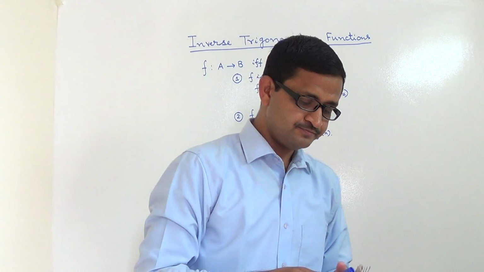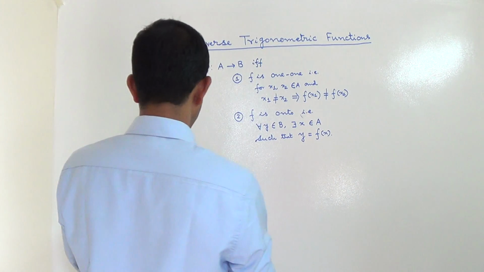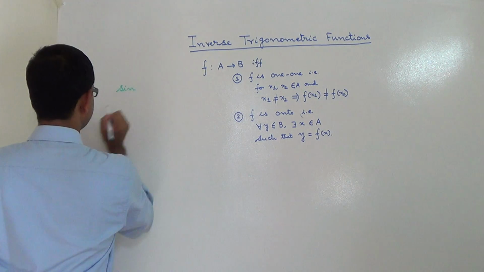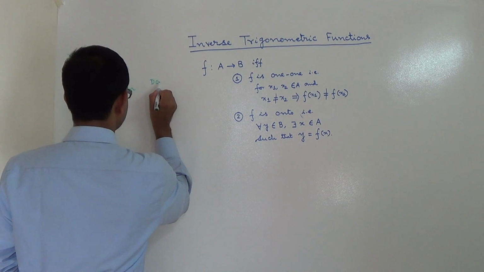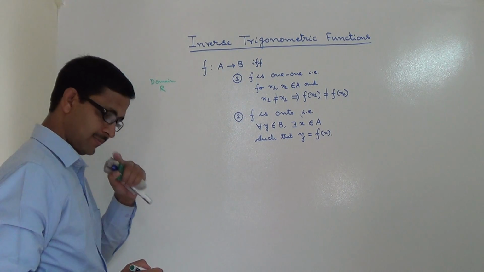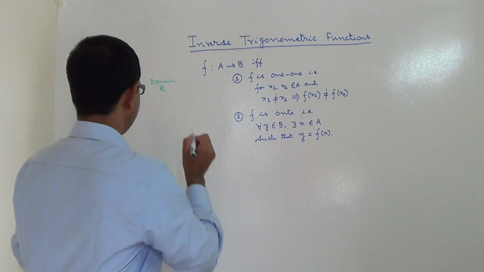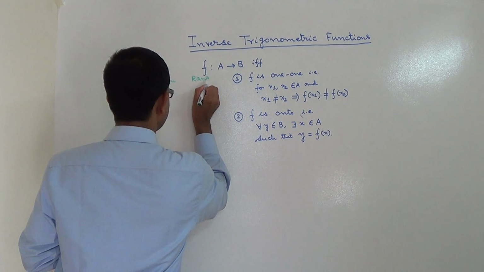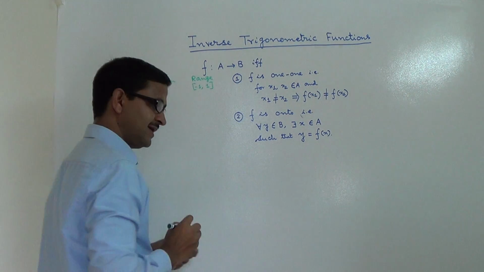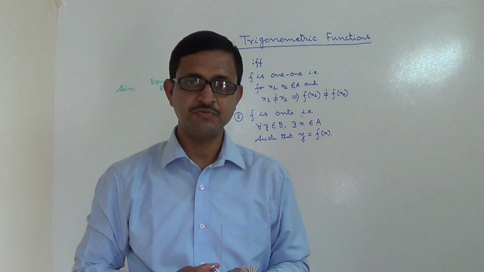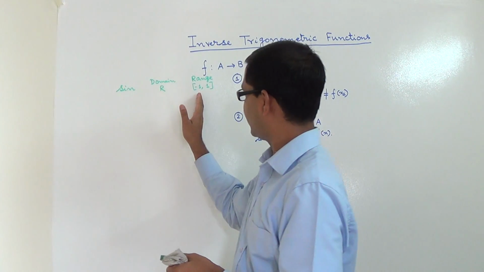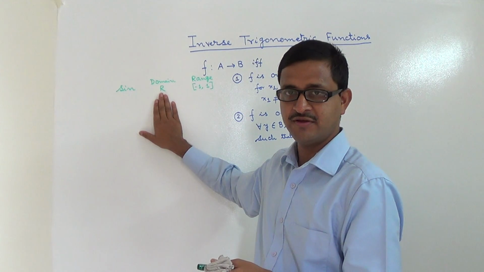Alright, let's see what is the behavior of sine. If we see the function sine, what is the domain of this function? Domain is actually R, the set of real numbers. And what is the range? Range is the closed interval -1 to 1. That means any real number between -1 and +1, including -1 and +1. That is the range of sine, and the domain of sine is the real numbers.